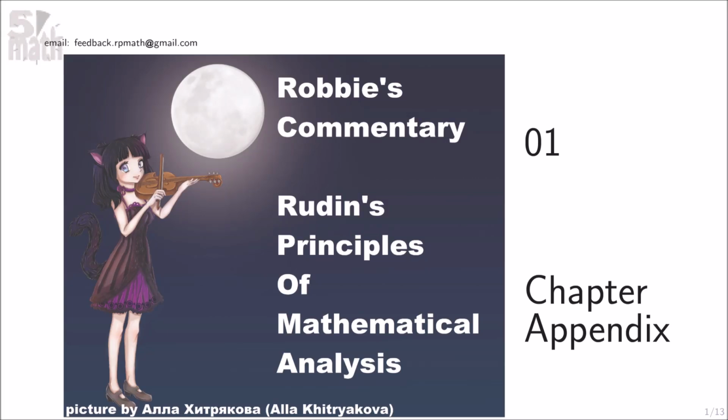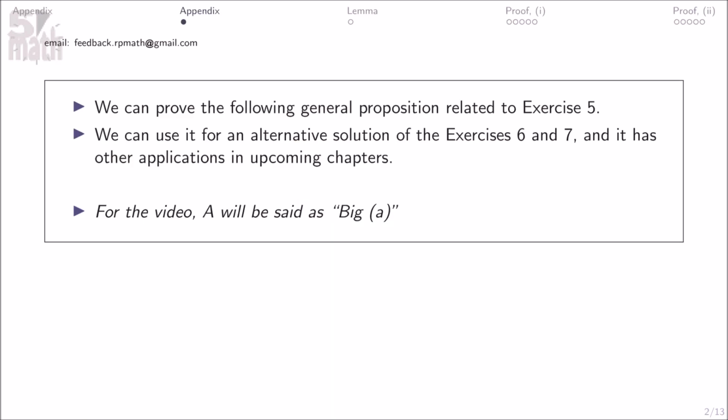Chapter 1, Appendix. We can prove the following general proposition related to exercise 5. We can use it for an alternative solution of the exercises 6 and 7, and it has other applications in upcoming chapters. For the video, A will be set as big.